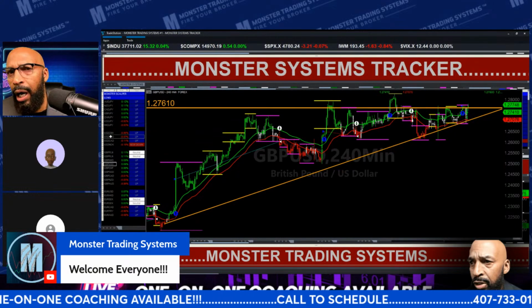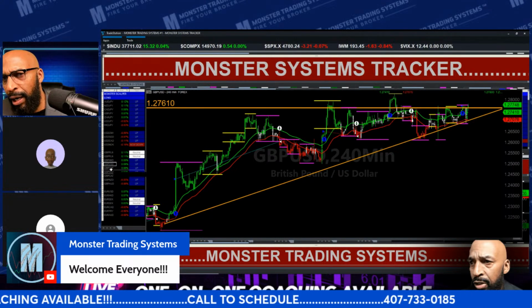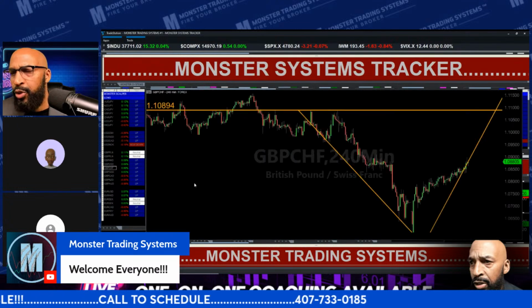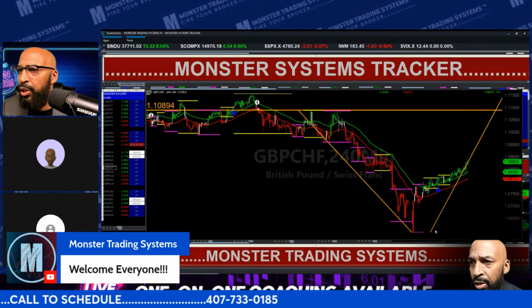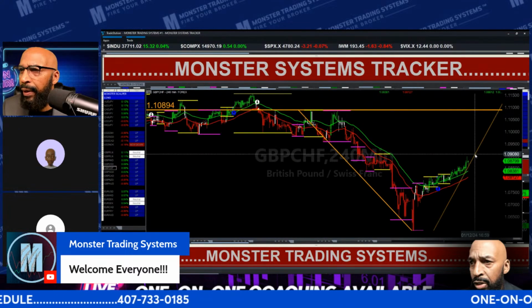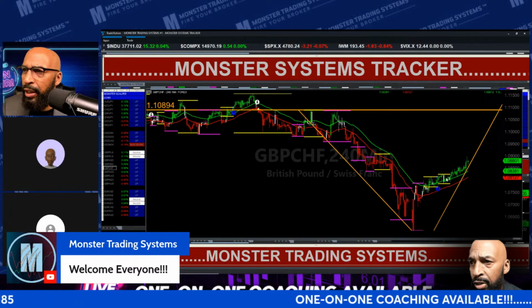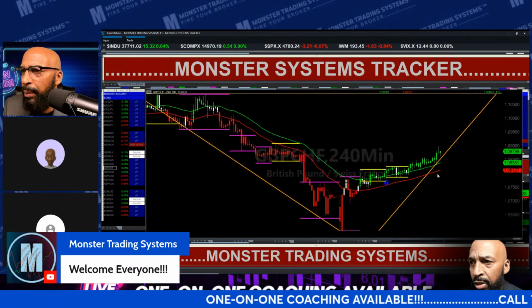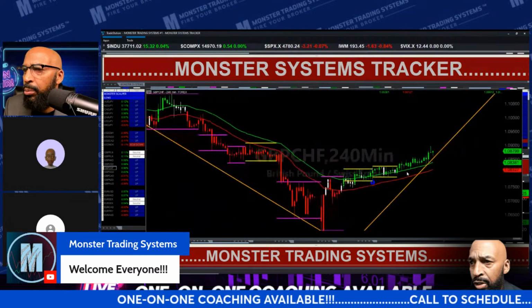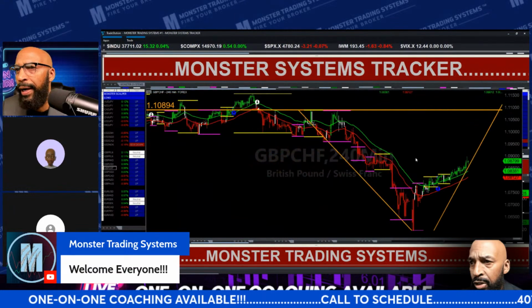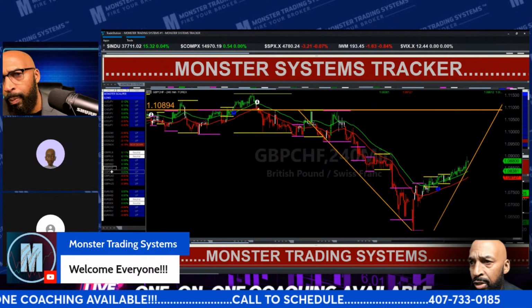So pound yen, pound dollar, pound Swiss. We've been in this one for a while here. Descent, markdown phase. A buy signal here, all green candles, and it's moving up slowly here. Slowly moving up, so nothing to do there. Target is right here.